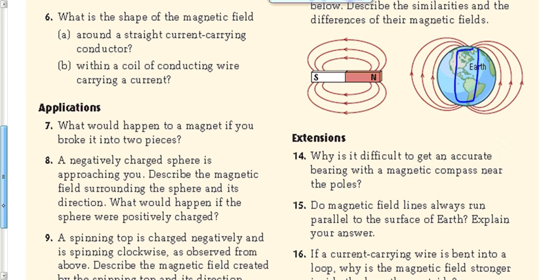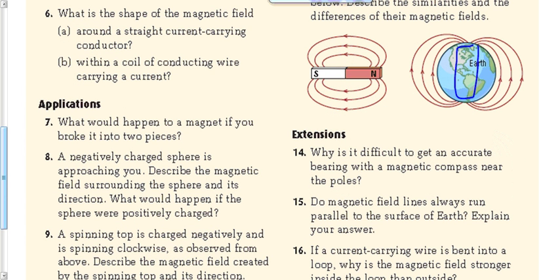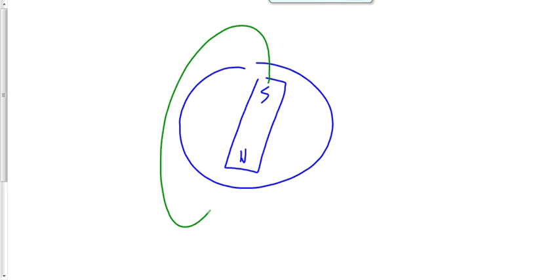14. Why is it difficult to get an accurate bearing with a magnetic compass near the poles? I'll draw a picture of that first of all here. Here's the Earth. Here's the little pretend bar magnet inside the Earth. Here's the magnetic field surrounding that pretend bar magnet, or surrounding the Earth. We have no problem whatsoever putting a compass right here. It's going to point in the direction of the magnetic field towards the South Pole, what we think of as the North Pole.